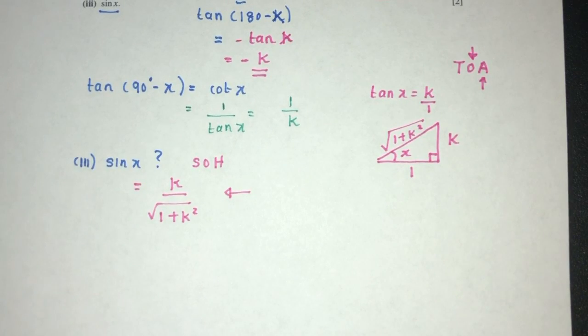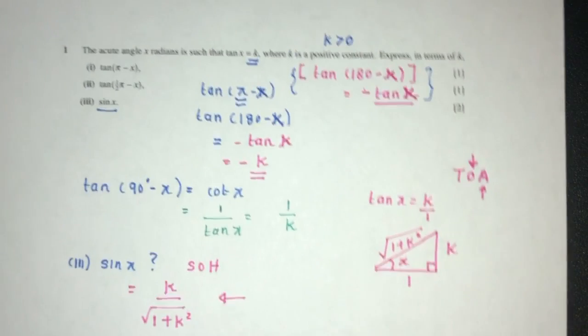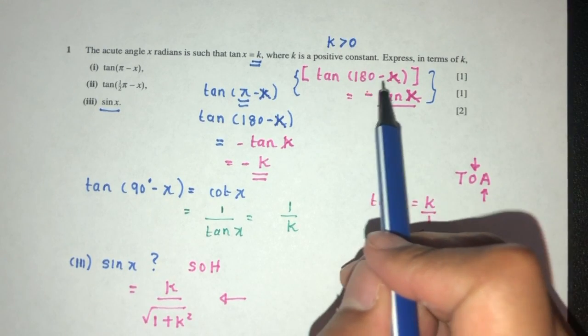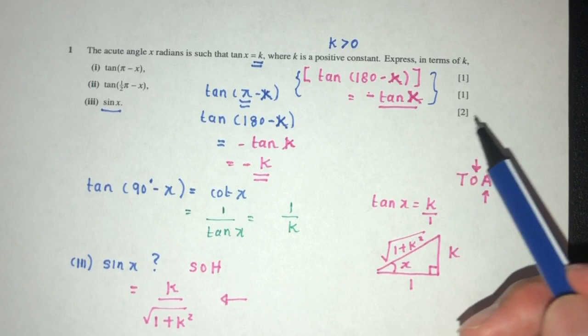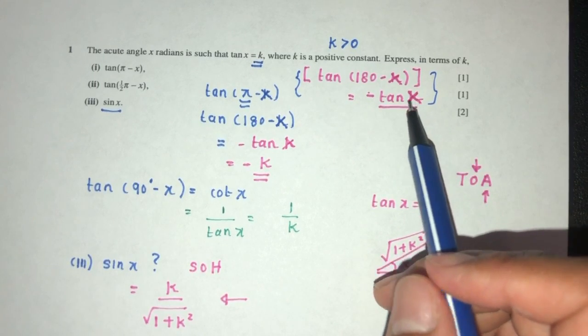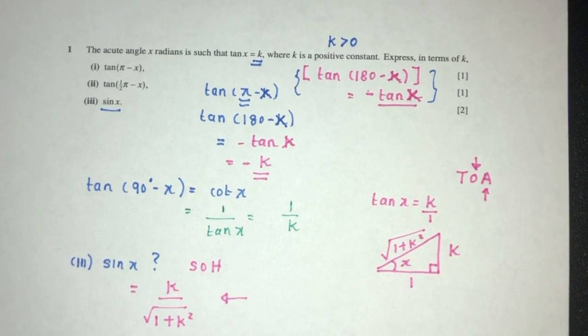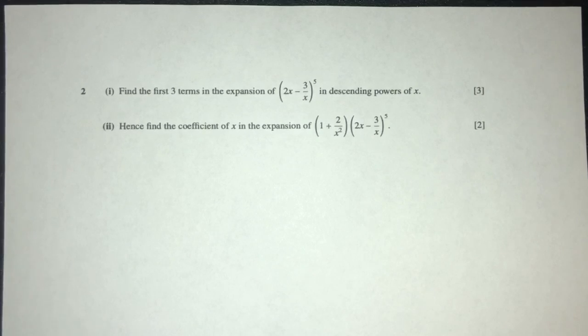Again, for the first two, in my opinion, it's best to just learn them by heart, because going through the explanation will be the same as memorizing them. Tan of 180 minus something is simply minus tan of something, and when you have 90 minus x, it will be simply 1 over tan of that value. That covers question 1, parts 1, 2, 3, finding the values of tan and sin x. Let's move on to the next question.